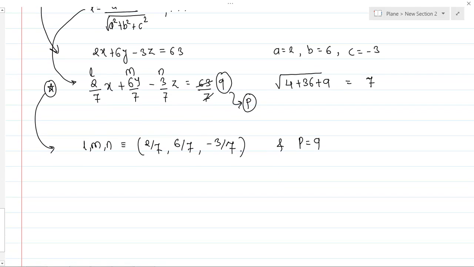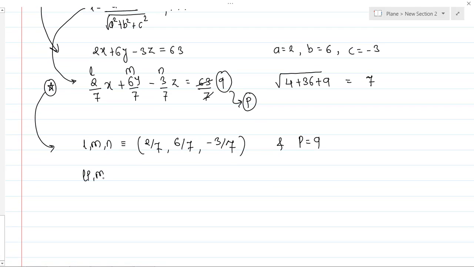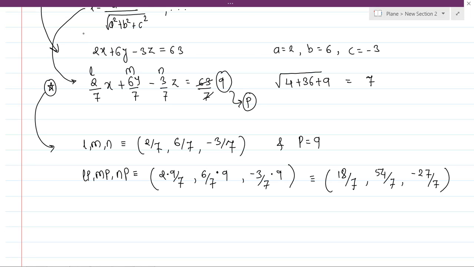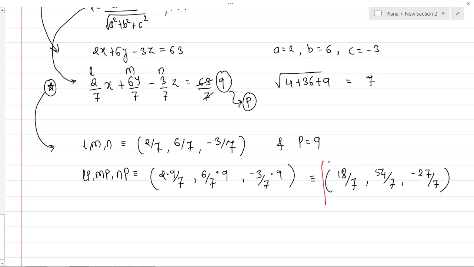So the foot of perpendicular coordinates will be equal to lp, mp, np, which is equivalent to 2 into 9 by 7, 6 by 7 into 9, minus 3 by 7 into 9, which is nothing but 18 by 7, 54 by 7, minus 27 by 7. Okay, that's great. So this is the final answer. They are asking the coordinate of the foot of perpendicular, so this is the coordinate of the foot of perpendicular drawn from the origin to the given plane.